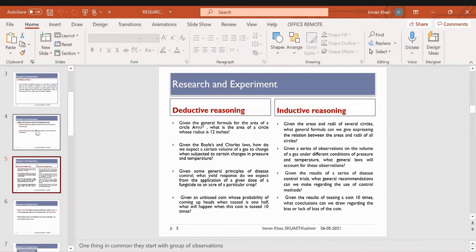So whatever formulas are established, like A = πr² or Boyle's law and Charles' law, they in fact started from researchers conducting certain research. So you are having different observations for different inputs. On the basis of those, they try to establish the relationship between these variables, and they reach a conclusion where they constructed the formula which we call Boyle's law or Charles' law.